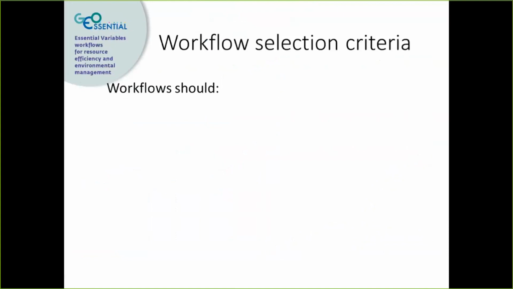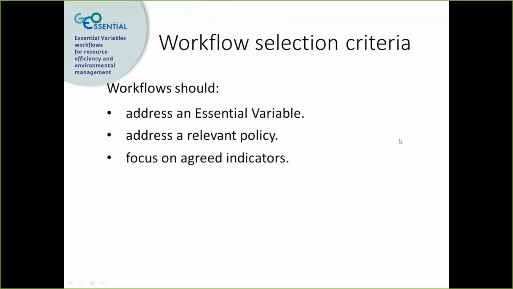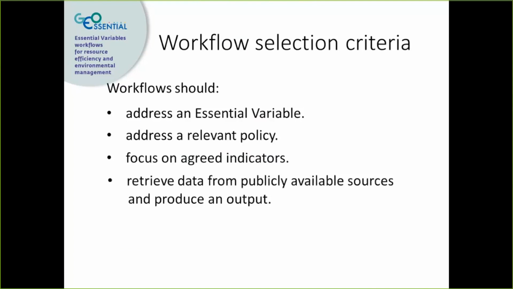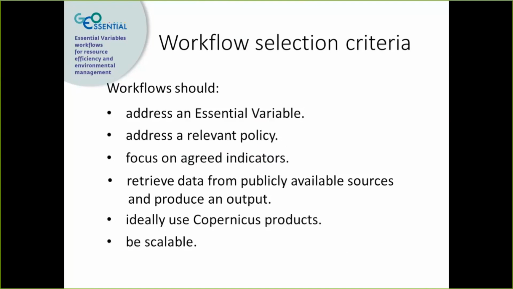Within the GeoEssential project, we have defined criteria in order to select a workflow for the project dashboard, where the users will be able to interact with the product and retrieve information. In order to do that, the workflow should address an essential variable, a relevant policy, focused on agreed indicators, retrieve data from publicly available sources and produce an output, ideally use a Copernicus product, be scalable, and allow temporal comparisons.